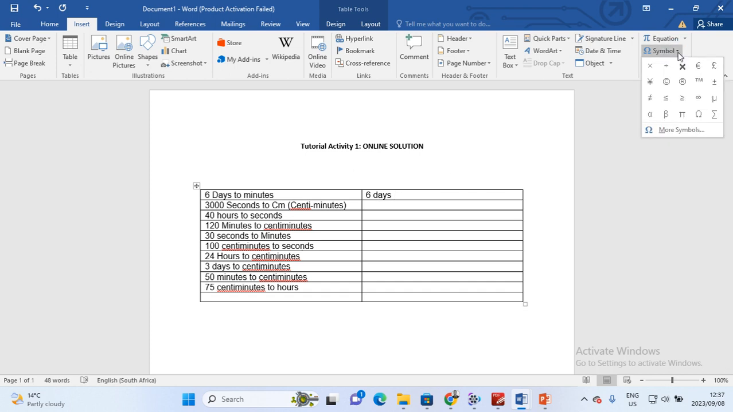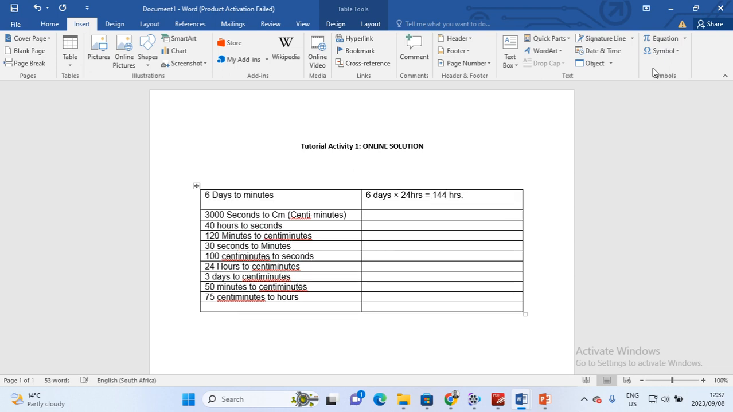6 days multiplied by 24 hours, which should give us 144 hours. And then we have to take the 144 hours, which we have to multiply by 60 minutes, because in 1 hour we have 60 minutes, which should give you 8,640 minutes. I hope that wasn't too fast, I hope that was clear enough, and I hope that was easy enough, and I hope you guys can hear me.